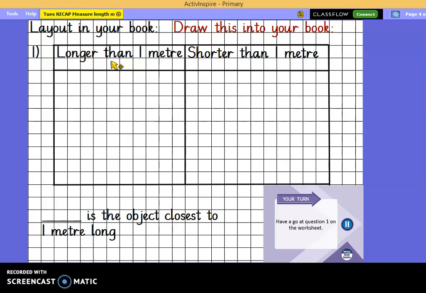You have a 30-centimetre ruler in your learning pack, so you can measure up to a metre by adding up in 30s. If it's longer than a metre, you put it on this side, and if it's shorter than a metre, you put it on that side. Then you need to tell me which is the object that's closest to 1 metre long from all the things that you measure. Pause the video while you go and find things to measure and record them into the different sections. When you have done that, come back to me.